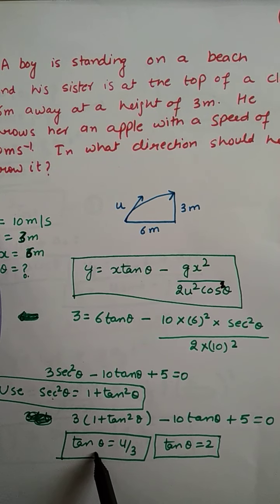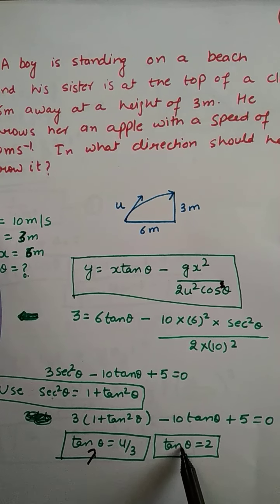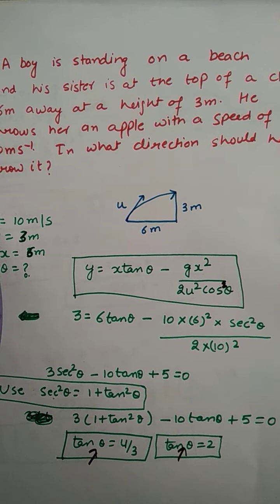There can be two values of theta when this boy can throw the apple and his sister would be able to catch. So what I am trying to say with this example is that it is very easy to solve this kind of numerical problems if we know that this type of motion follows the parabolic motion path.